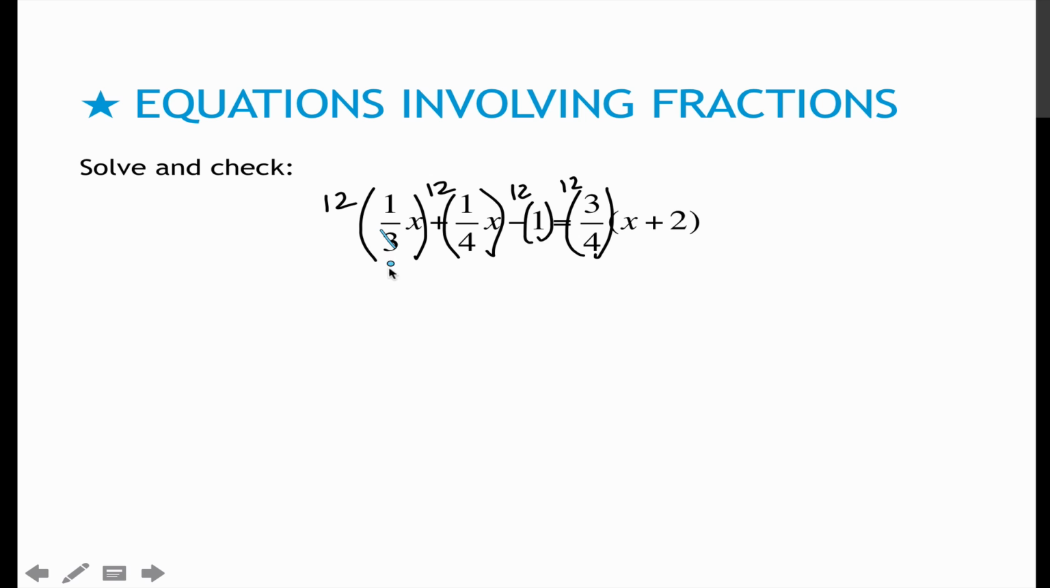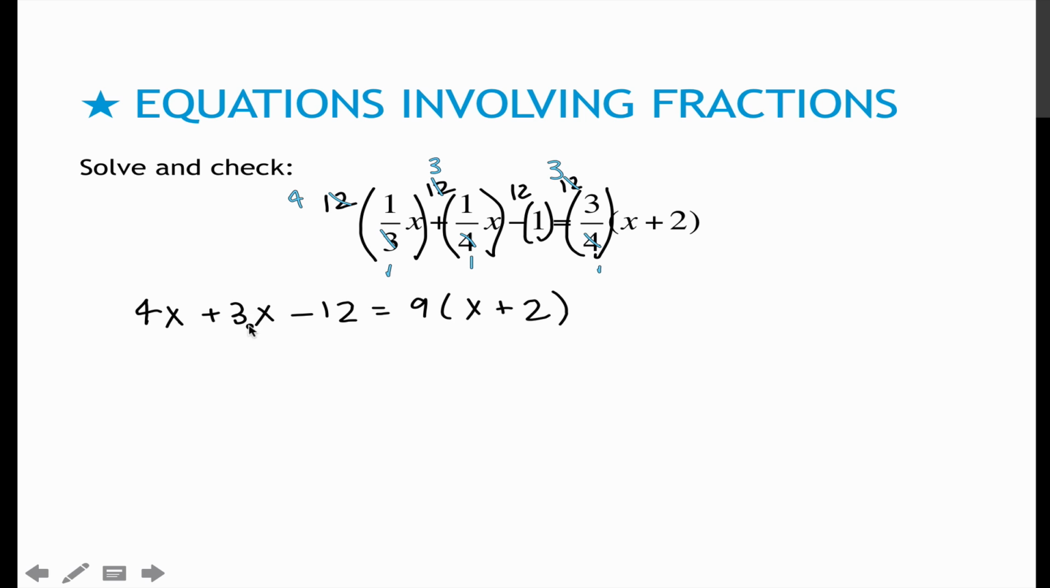So 12 and 3 reduce to 1 and 4, 4 and 12 to 1 and 3. This one does not reduce, and then 12 and 4 to 1 and 3. So writing my new equation, I have 4 times 1 times x, that's 4x. I have 3 times 1 times x, that's 3x. I have 12 times 1, which is 12. And then on the other side, I have 3 times 3, which is 9, and then x plus 2.